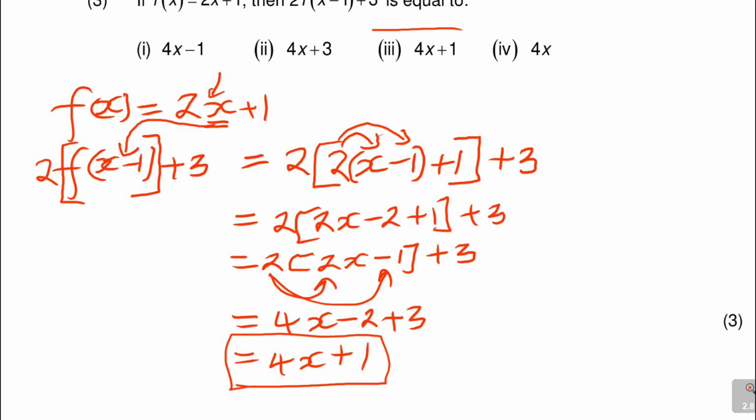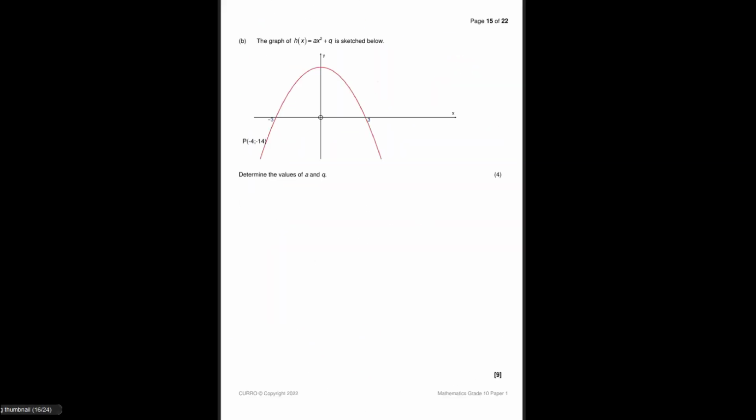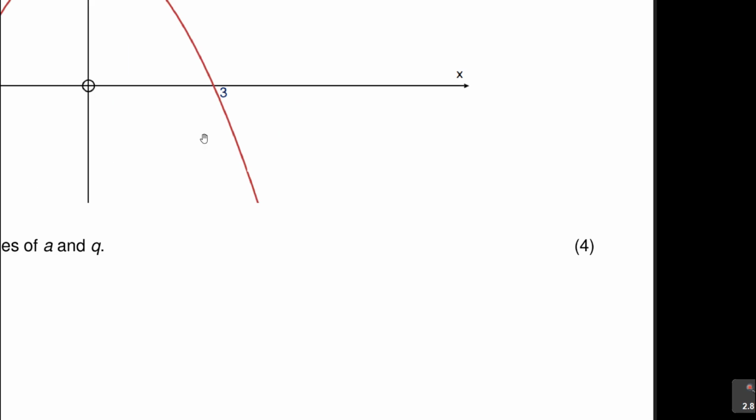So this is the better. There it is, 4x plus 1. So you settle that. 4x minus 1, no. You just needed to do the right expansion there. Okay, let's look at question B of that.